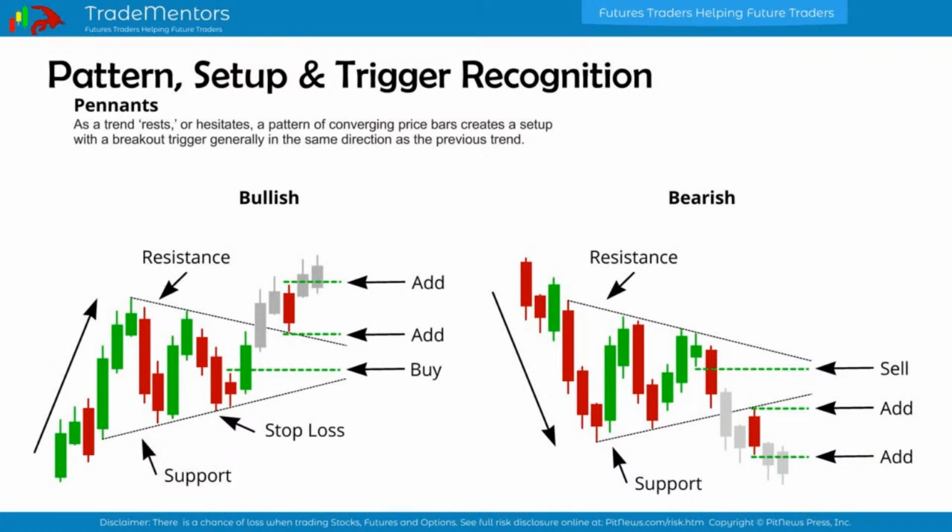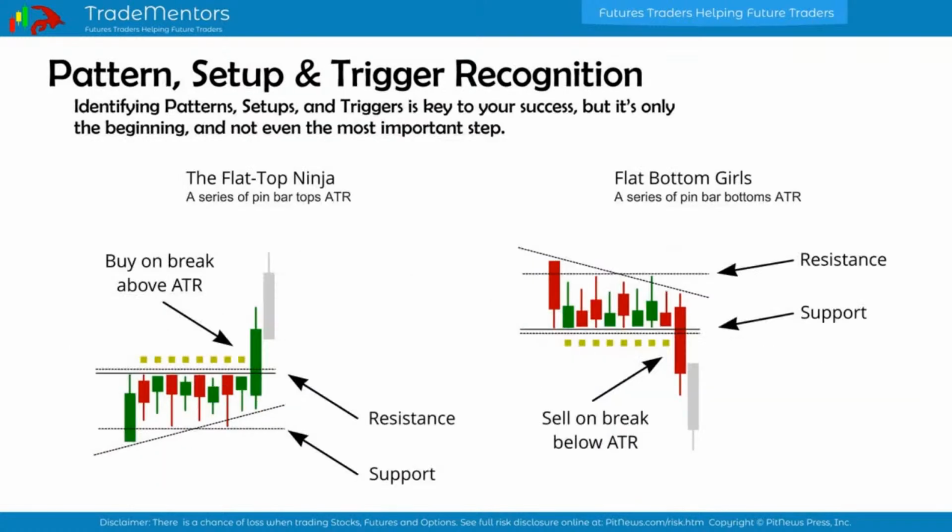So those are the patterns that we're looking for. We don't need to go beyond that. There's one more that we can go into, which is the flat top and flat bottom. I call them the flat top ninja and the flat bottom girls. Okay, and it's based on a flat market. It's going sideways, like we're seeing down here on the Russell.